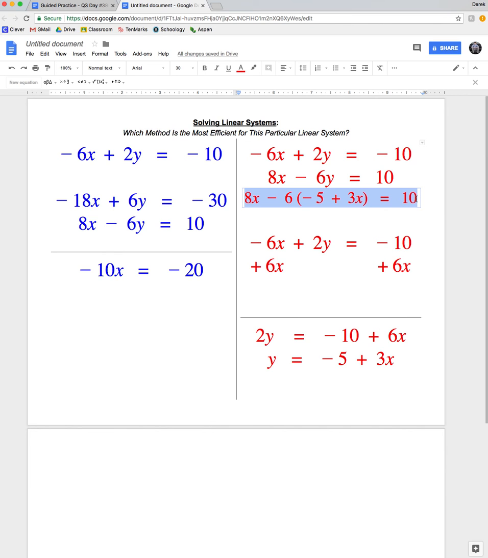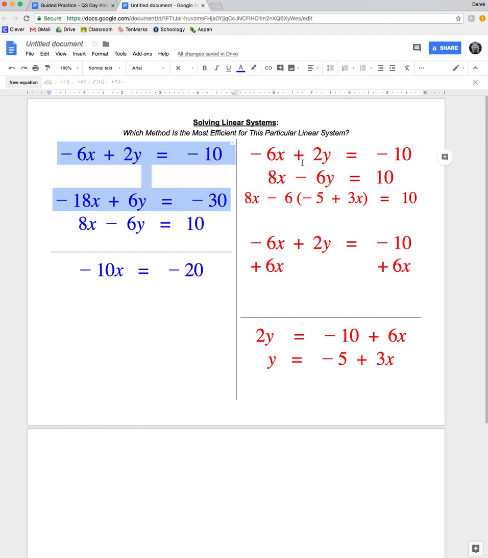As you can see here, in many of these cases when it is not built for either situation, substitution does take a few extra steps. But you should go with whichever method makes sense and whichever method can help you reach the right answer on one of these very challenging linear systems.